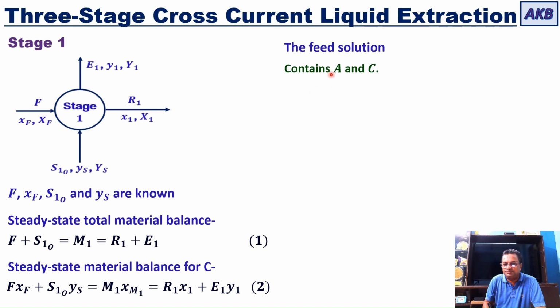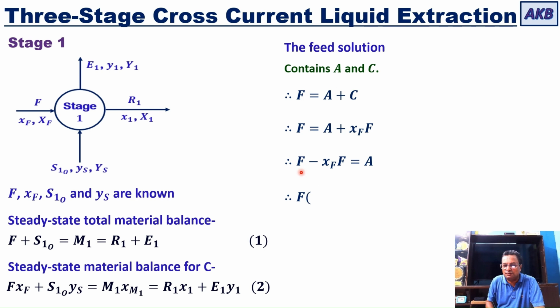And now the feed solution that is admitted to stage number 1 will contain A and C in it. We know that feed contains A and C in it, and the mass of feed is equal to mass of A plus mass of C. That is, F is equal to A plus mass of C. And how do you get mass of C in the feed? Weight fraction of C in the feed into total mass of the feed. So this is F is equal to A plus xF into F. So in the next step, I will bring this term to this side. So it will be F minus xF into F, that is equal to A.